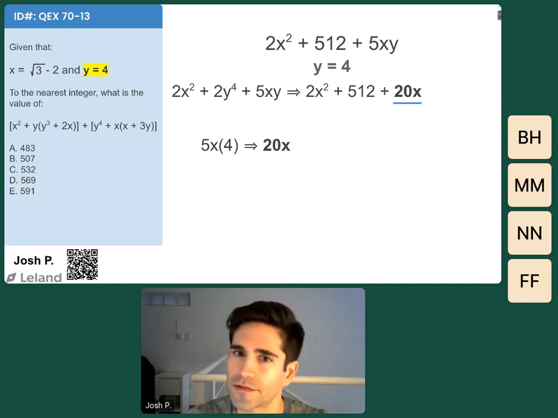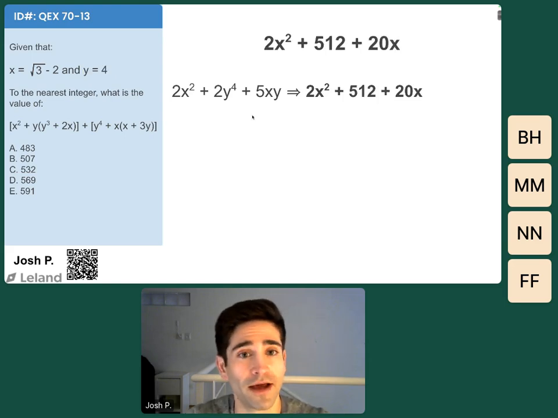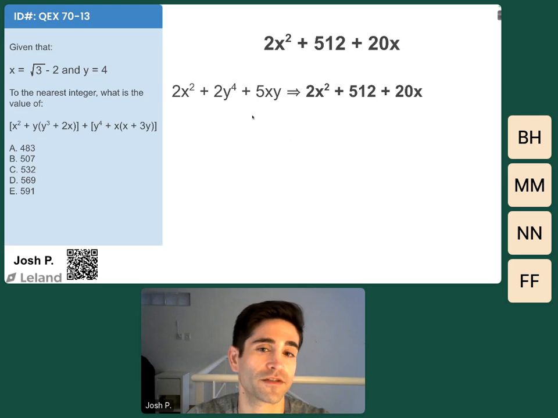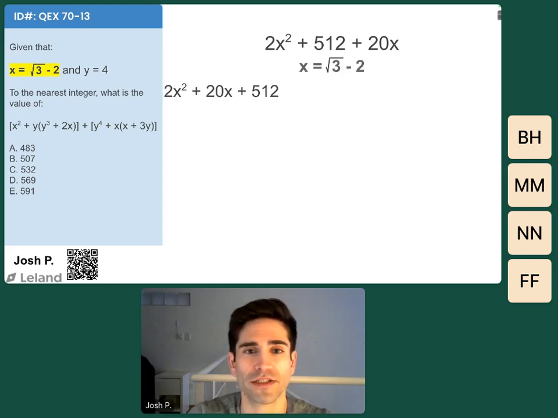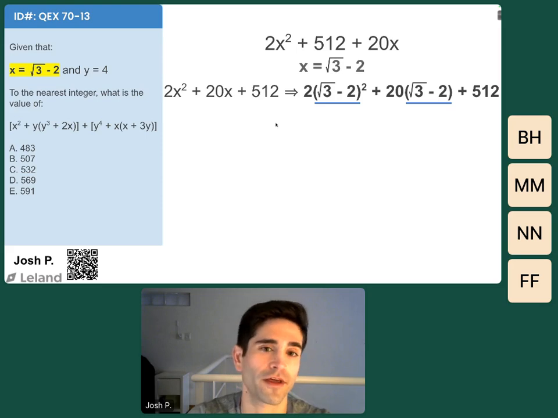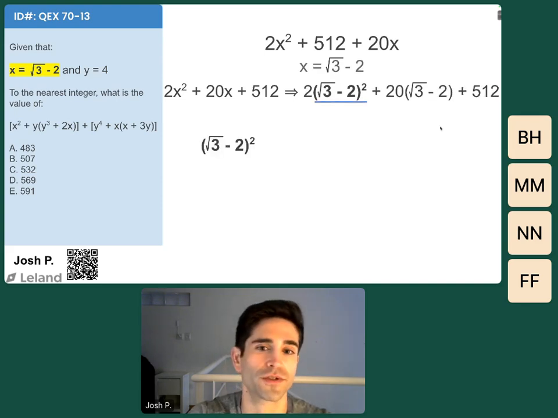All right, so yeah, this is looking a lot more manageable. Essentially, what we have now is 2x squared plus 512 plus 20x. And now we can input the value for x into this operation. We're left with 2 times square root 3 minus 2, squared, plus 20 times parentheses square root 3 minus 2, plus 512. And now let's just use the exponent rules.